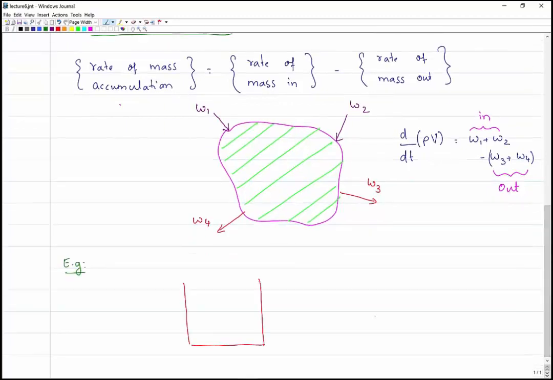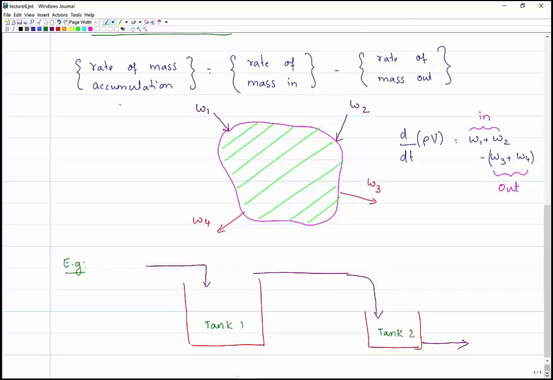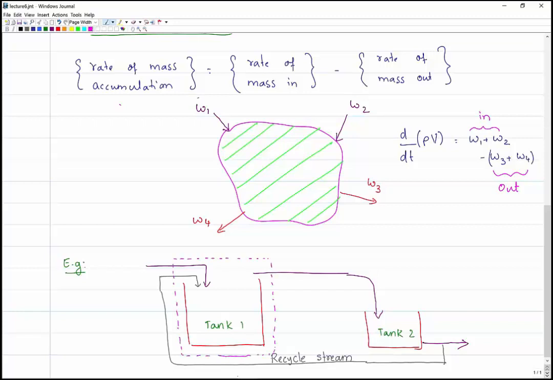Now here is an example where I'm going to show you that it is very important to clearly identify the system around which you want to apply this conservation law. So system 1 is tank 1, system 2 is tank 2, and system 3 is the overall system of both the tanks. Once you identify the boundary of your system, it is easy to identify the incoming and outgoing streams, and therefore you can apply the general law of mass balance.